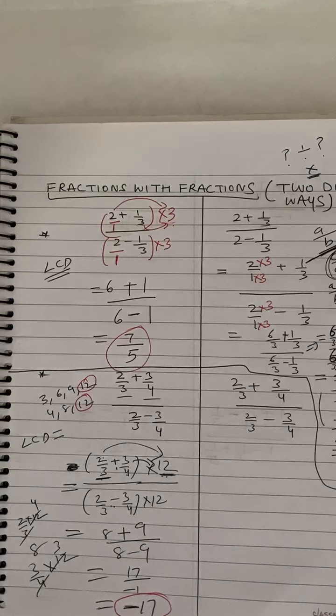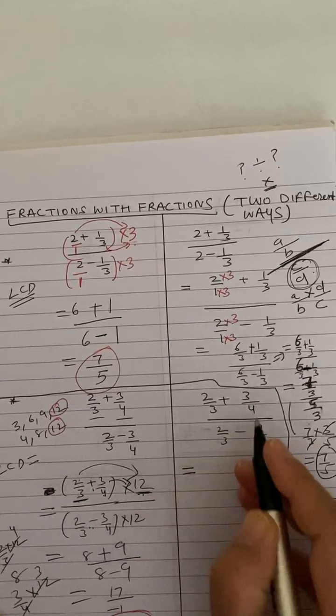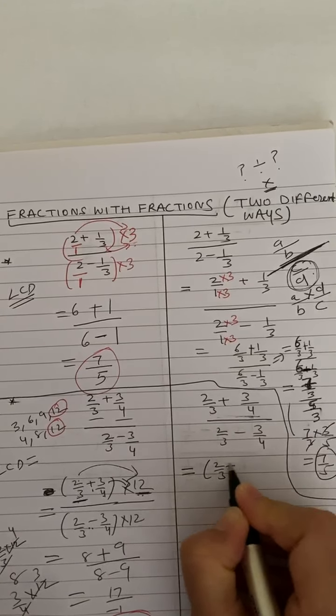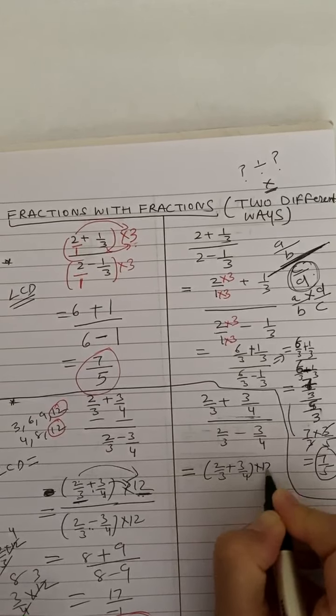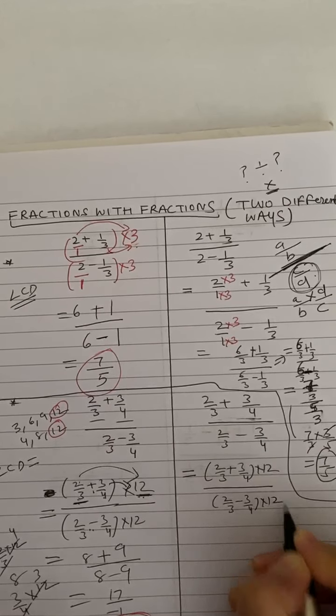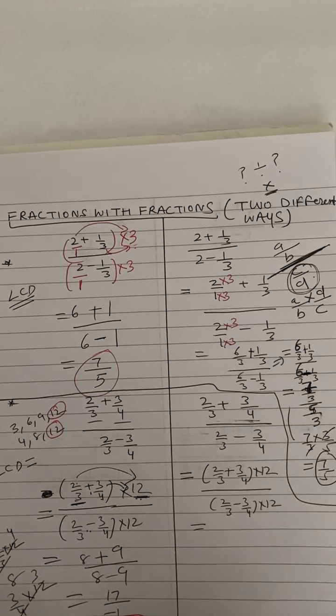We can also do this using a different method. So I'm going to show you. In the numerator, I can see 3 and 4 make 12. So I'm going to do 2 over 3 plus 3 over 4 times 12, and here 2 over 3 minus 3 over 4 times 12. In this case, it seems exactly the same as the least common divisor. Only the last step will be different.